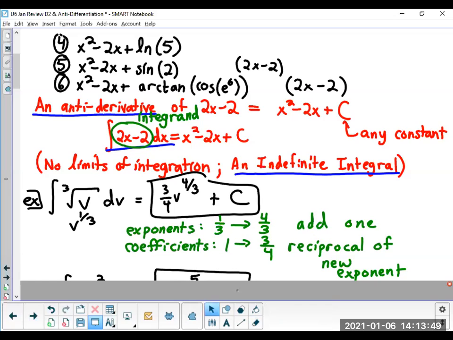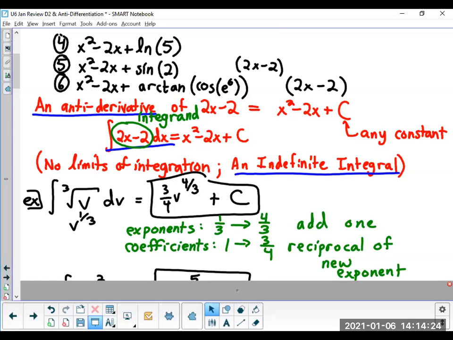It is very active. So I gave you a single hint, and the single hint about why 3/4 v to the 4/3 power plus c is the correct function whose derivative is the cube root of v, that single hint was v to the 1/3 power. So this was one of the things that I hope was perplexing to you. You were thinking a lot about why is the correct answer here 3/4 v to the 4/3 power plus c.